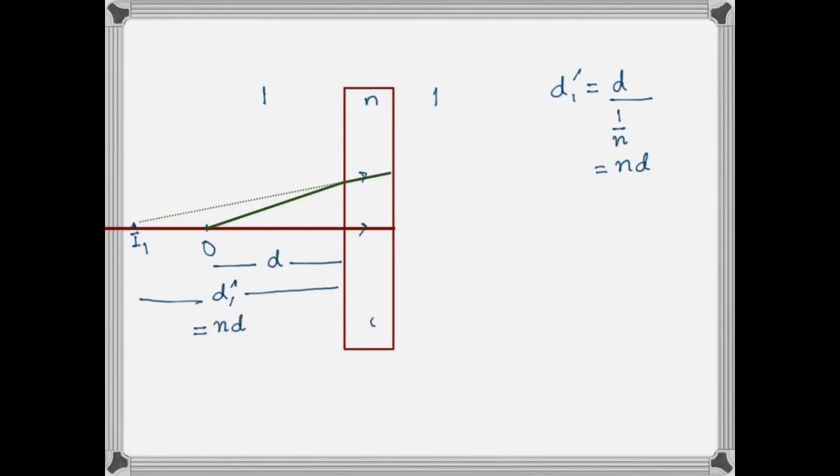Now light rays will strike the second surface. These are incident rays on the second surface. And the intersection point of incident rays, what is the intersection point? If you extend these rays backward, the intersection point is I1. So the intersection point of incident rays is defined as object. So for this second surface, I1 becomes the object.